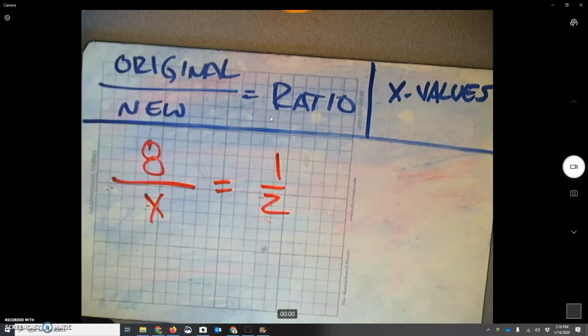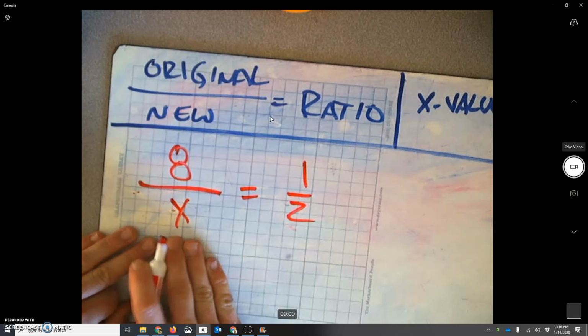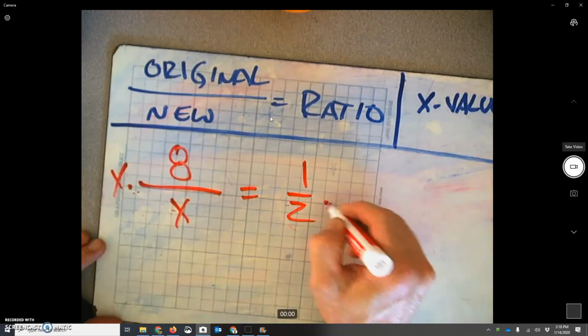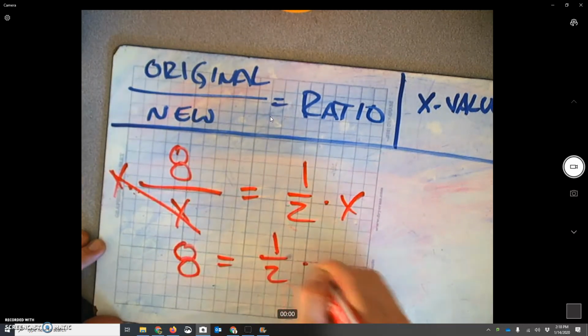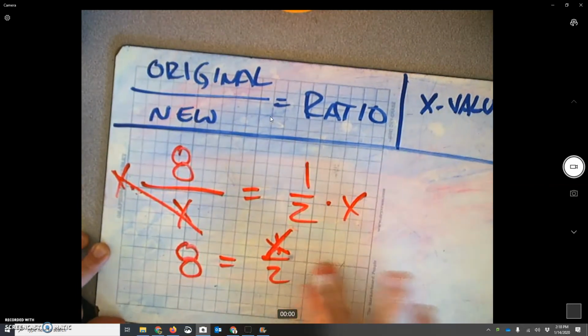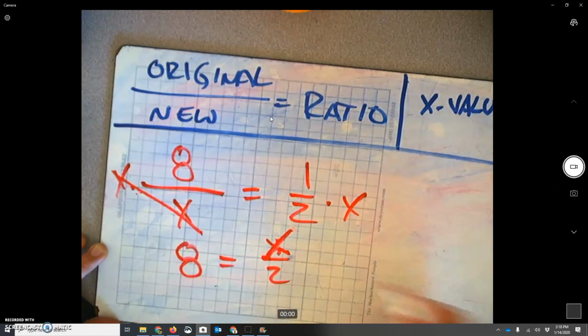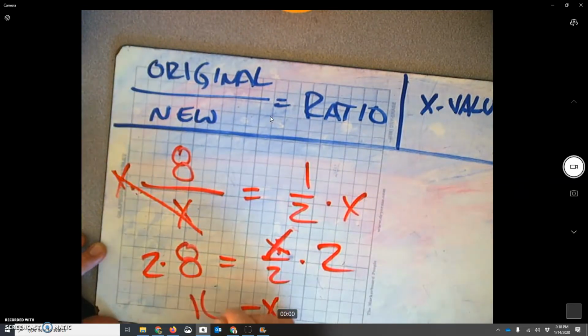Okay, so back to our board. To solve for x, we have to get this out of the denominator. So we multiply both sides by x. Those cancel off. We get 8 is equal to 1/2 times x. This can be rewritten as simply x over 2. All right, and then we can multiply both sides by 2, and we get x is equal to 16.